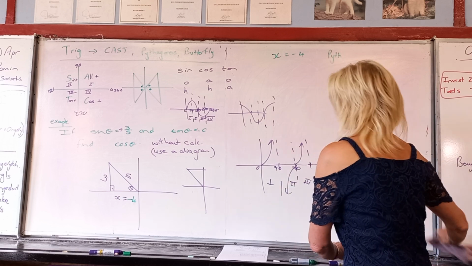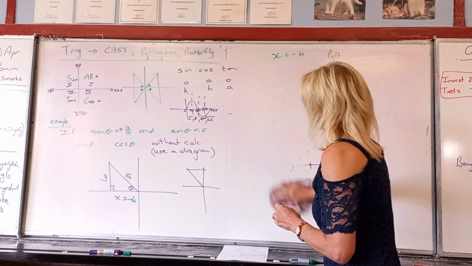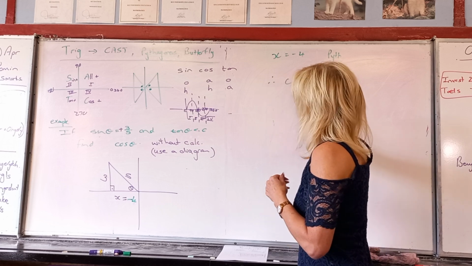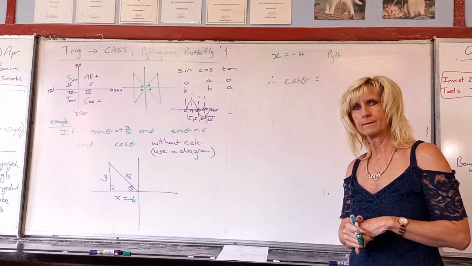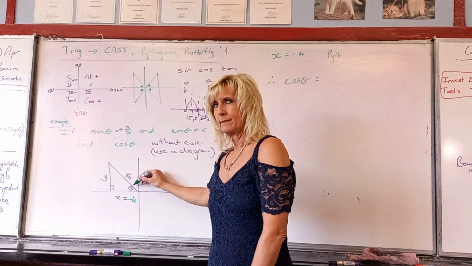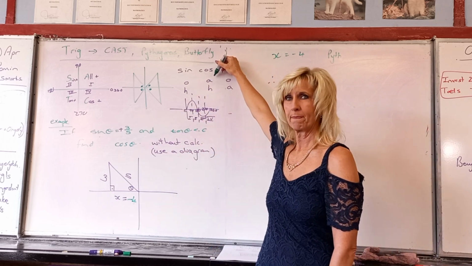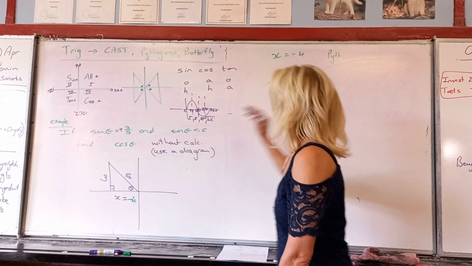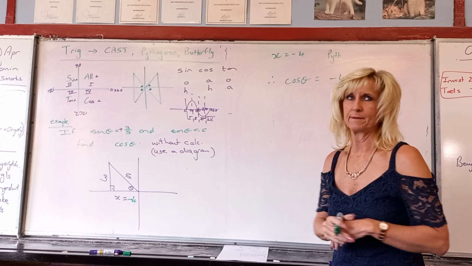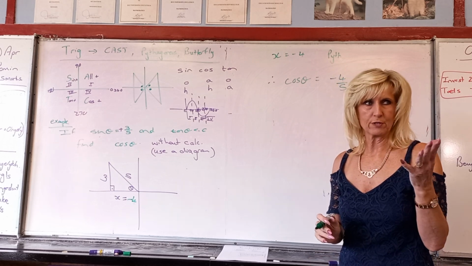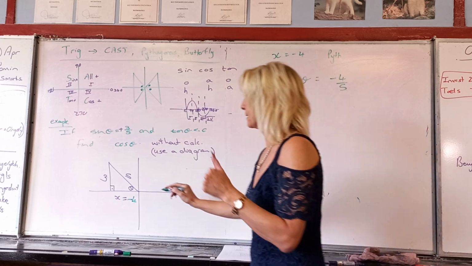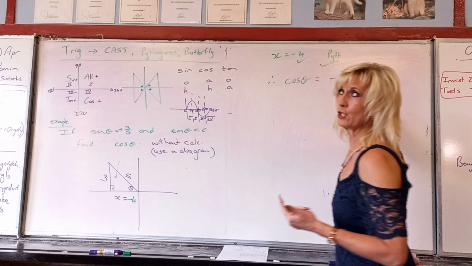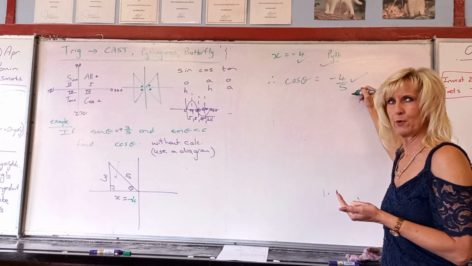Now I've just got to answer my question, please. The question was, find what? Cos theta. So what's cos theta? So it's -4 over 5. And our sum is done. It'll be about 4 or 5 marks for a matric exam. It's about, did you get the correct quadrant? Yes. Did you do the Pythagoras? Yes. And did you get to your answer? Maybe 2, maybe 1 mark.